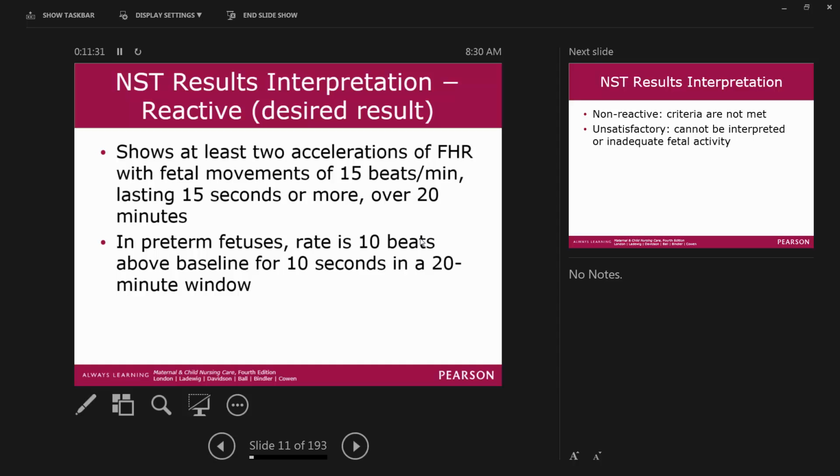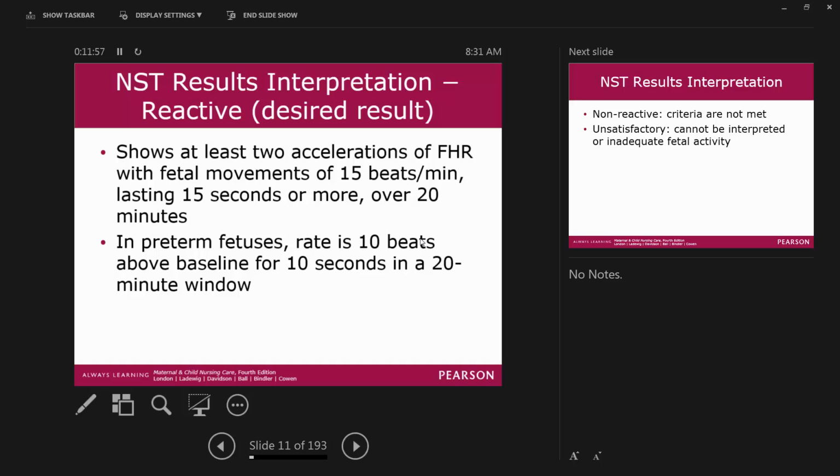Okay? And that usually scares the crap out of the baby, and baby goes like this, and then we look to see if we have an acceleration, okay? This little caveat here, preterm babies, so we can look for accelerations 10 beats above baseline for 10 seconds, okay? Anyways, so we look for that.